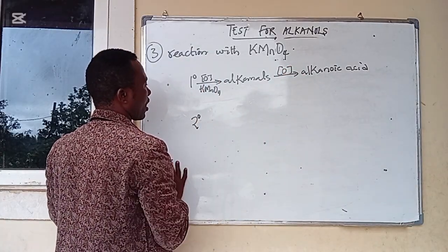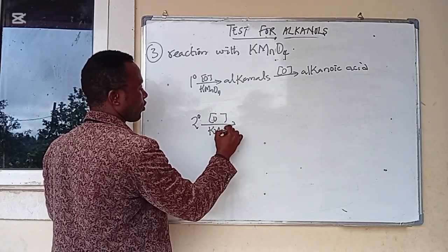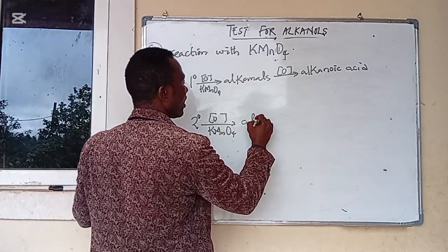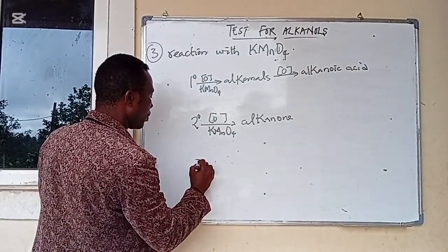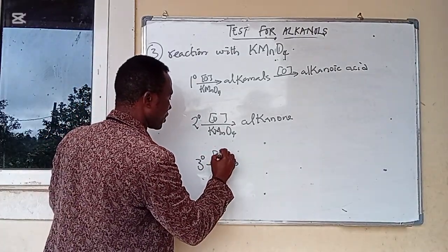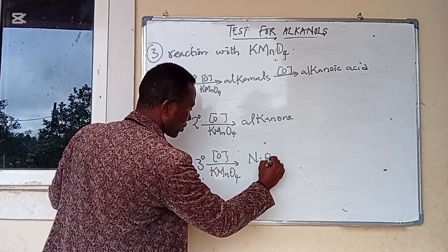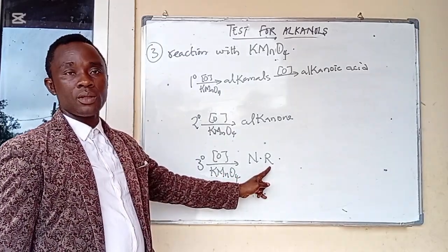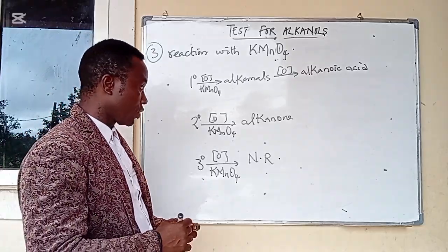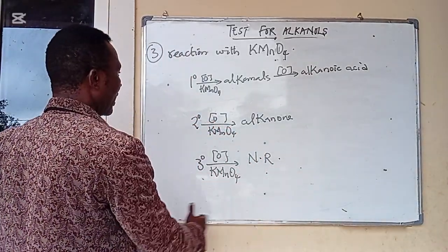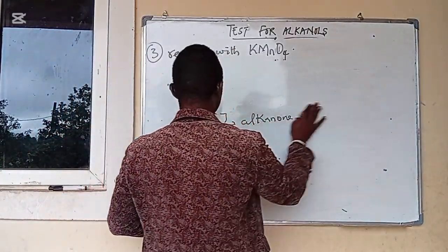If it is secondary alkanol that I want to oxidize using KMnO4, you get what? Alkanone. No further oxidation. If you are working with tertiary alkanol and you want to oxidize it with KMnO4, there will be no reaction. That is no reaction, because tertiary alkanols are not easily oxidized. So that is another test that will differentiate between primary, secondary, and tertiary.